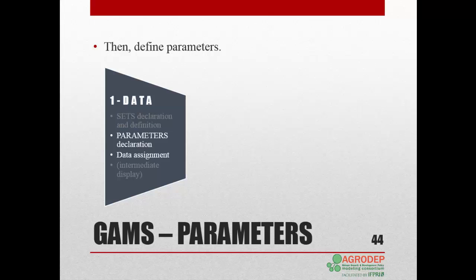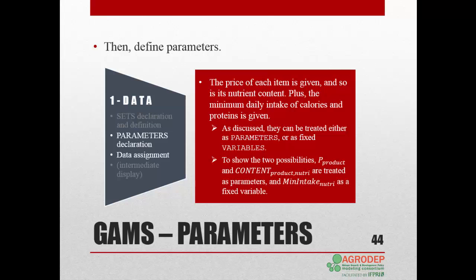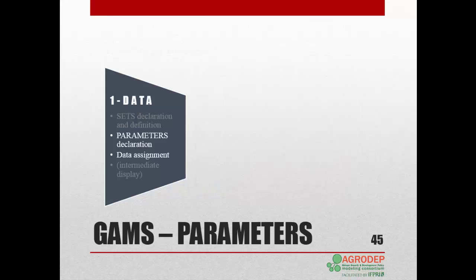Next, we define the parameters. We know the following for each item: the price, the nutrition content, and finally, we know the minimum daily requirement. We therefore have 3 parameters, and they can be treated either as parameters or as fixed variables. We will use both types of definition to illustrate what we have just learned. P and content will be defined as parameters, minimum intake as a fixed variable.